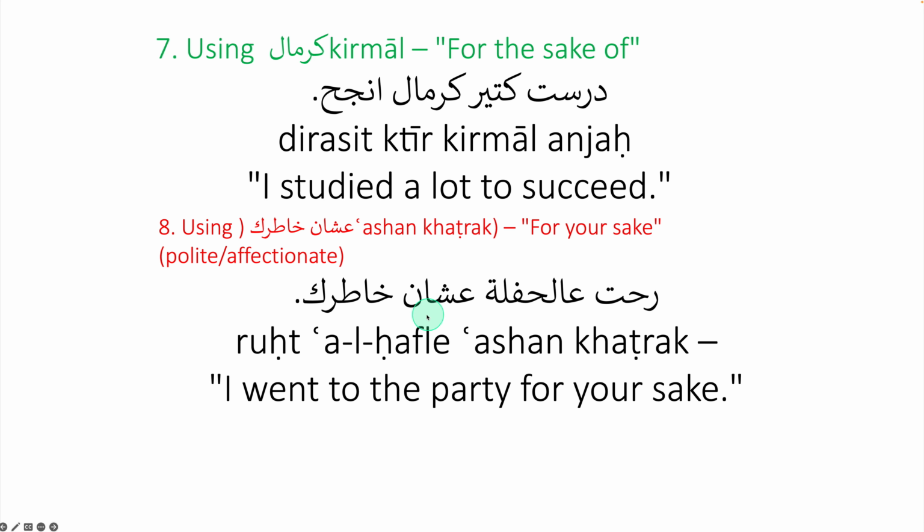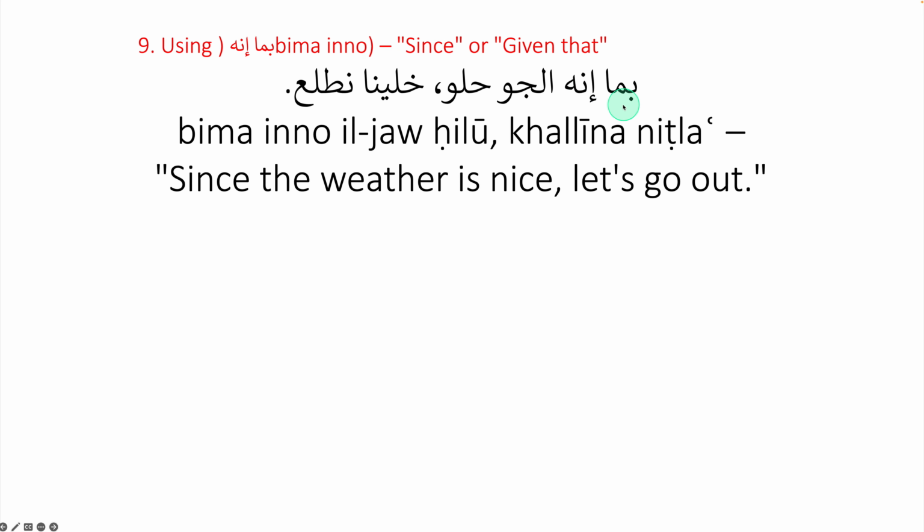رحت على الحفلة عشان خاطرك. I went to the party for your sake or because of you. بما انه الجو حلو خلينا نطلع. So بما انه here is used on the same meaning, like on the meaning of since or given that. I thought I would write this example. خلينا نطلع. Let's go out. بما انه الجو حلو, given the weather is nice, let's go out.